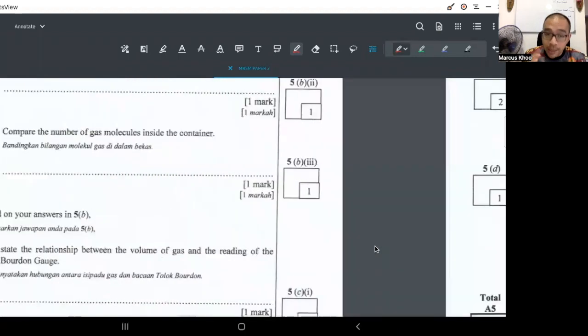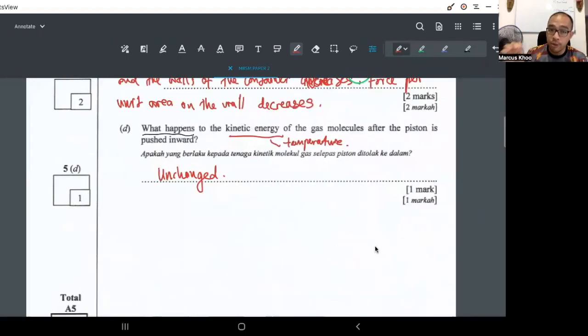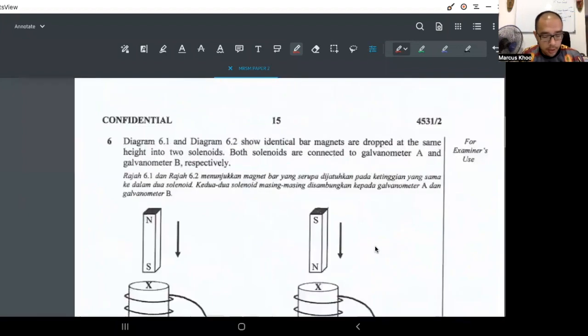So the kinetic energy ada kaitan dengan temperature. And since the temperature is unchanged, the kinetic energy of the gas molecules remains unchanged. Whether you push the piston inwards or you pull the piston outwards, the kinetic energy will still be the same because the temperature is the same. All right, number 6.